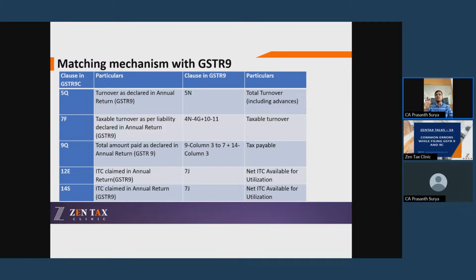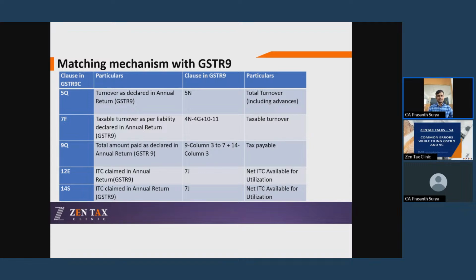Then some common misconceptions, and all is for that rent. Recently, prior to the 54th GST Council meeting, there was an amendment in the reverse charge mechanism saying that renting of commercial property, if it is received from an unregistered person, we should pay under RCM. That is with respect to financial year 24-25 only. So for checking GSTR9 of financial year 23-24, that need not be considered.